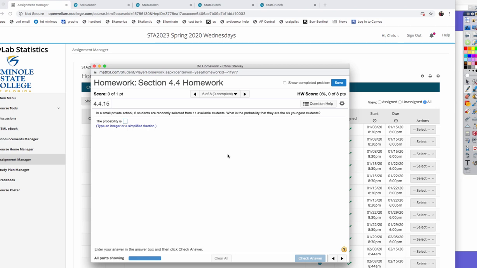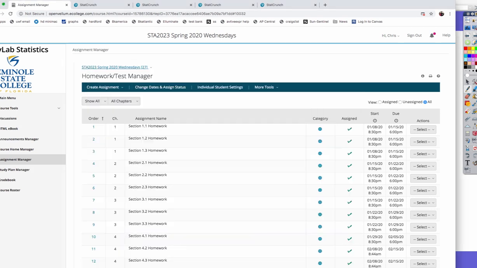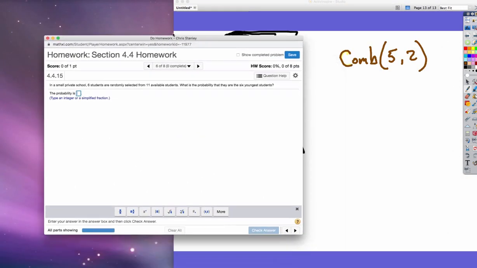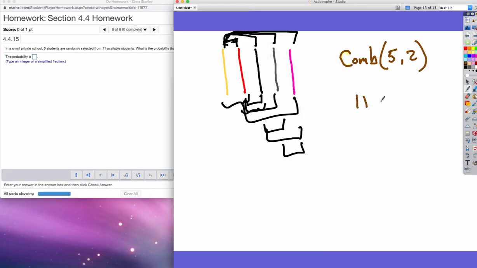Okay, for a small private school, 6 students are split in from 11. Okay, so the 6th youngest is one group out of those 11. Say that again. The 6th youngest, there's 11 people. 1, 2, 3, all the way to 11. The 6th youngest is one group. We have to figure out how many groups there are.